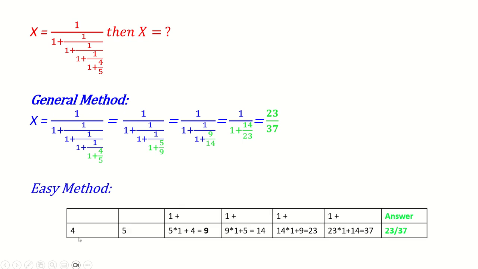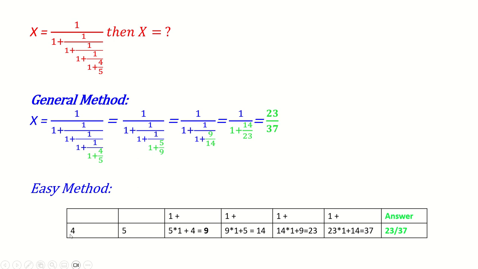In this given fraction, 4 by 5 is the last fraction, so you write 4 and 5. And then 4 by 5 has a 1 plus, so you write 1 plus. Don't write plus 1. I am writing 1 plus to make the problem easy to understand. Each one is a 1 plus here, 1 plus here, 1 plus here, so I wrote all 1 plus, 1 plus, 1 plus.